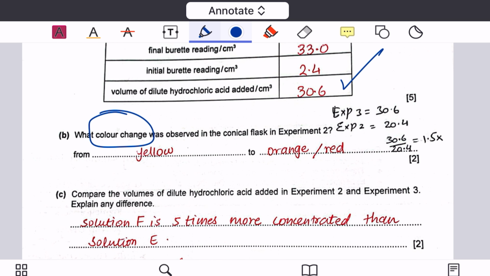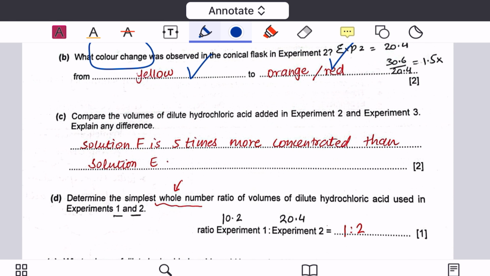In alkaline medium, methyl orange is yellow and it changes to orange or red in acid, and when it is neutralized, it changes back to orange. So the color change is yellow to orange or red.